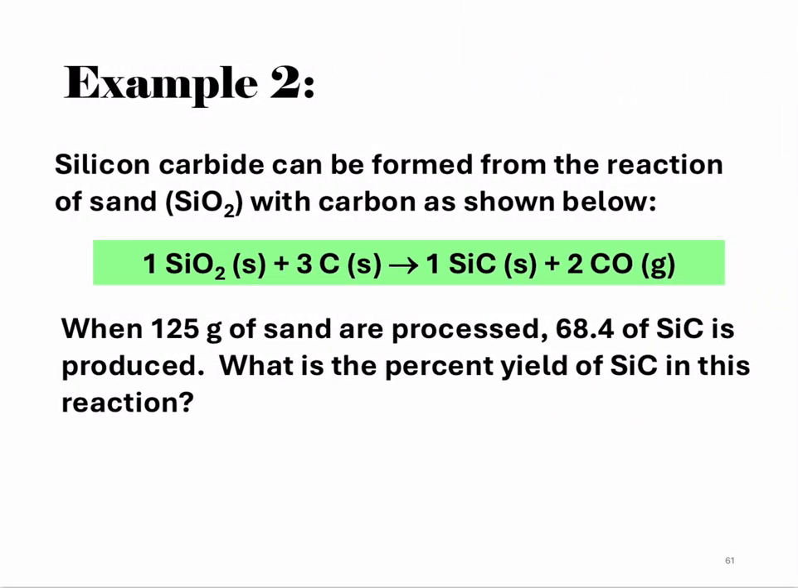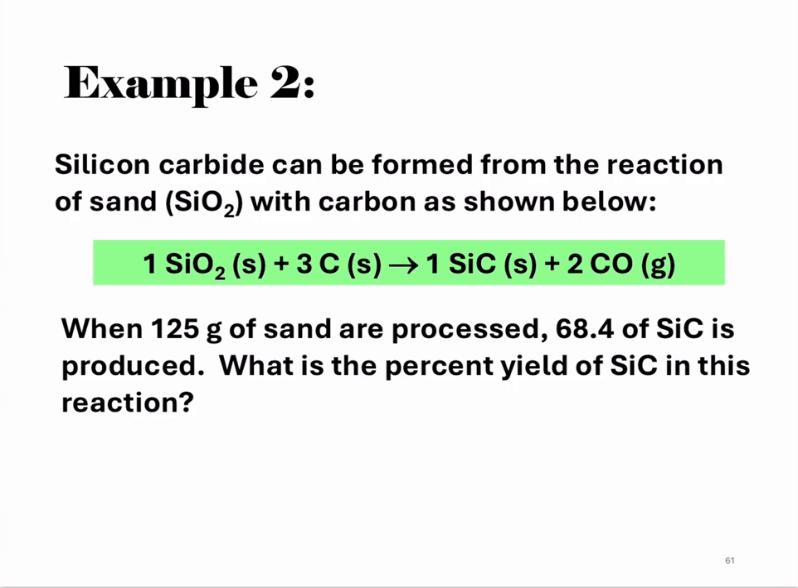Right, so let's say we had an example like this. Silicon carbide can be formed from the following reaction, right? So we just have to make sure that it's balanced. When 125 grams of sand is processed, 68.4 grams of silicon carbide is produced. What is the percent yield in this reaction, right? So all of a sudden this idea that seemed relatively straightforward when it's just given to us in a simple relationship is a lot more complicated when we look at it in an actual physical context, right?